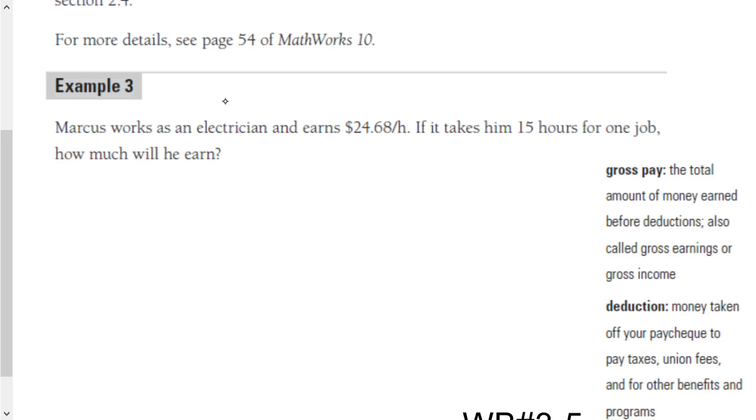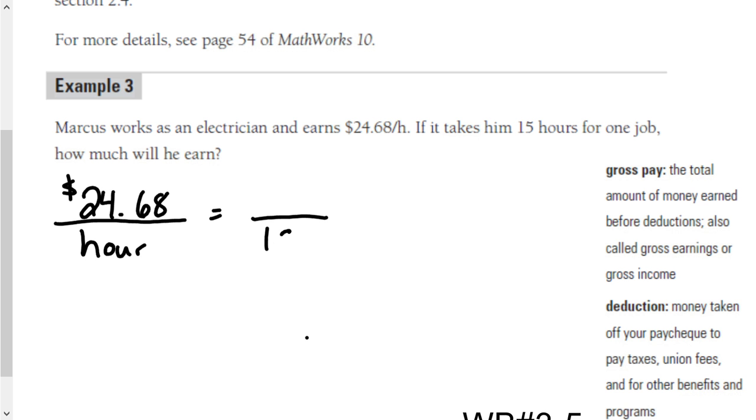So Marcus works as an electrician and earns $24.68 per hour. If it takes him 15 hours to do one job, how much will he earn? So let's set this up. $24.68 per hour is equal to 15 hours, how much money do I get?